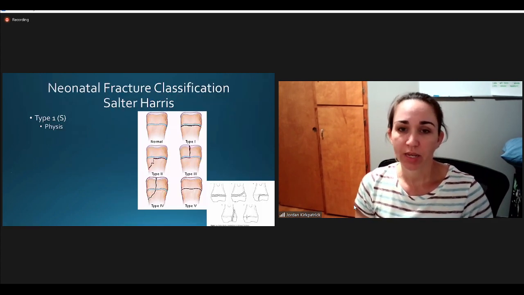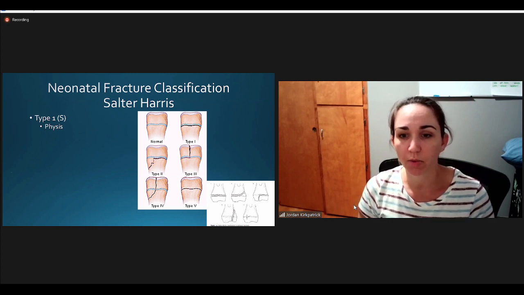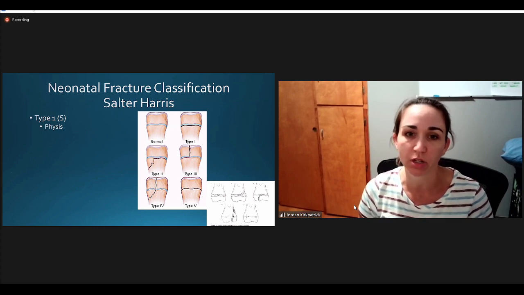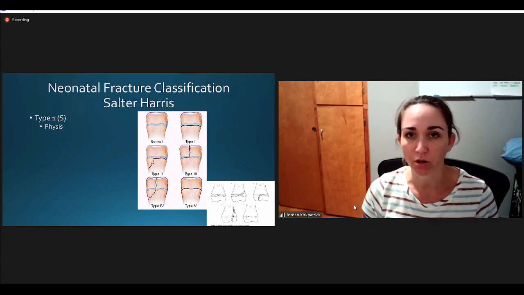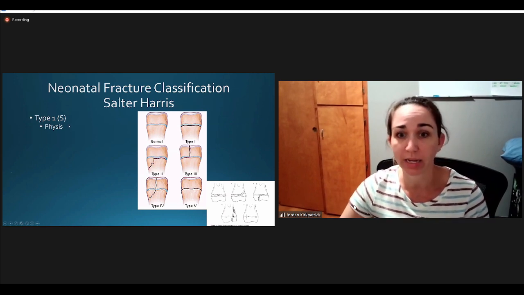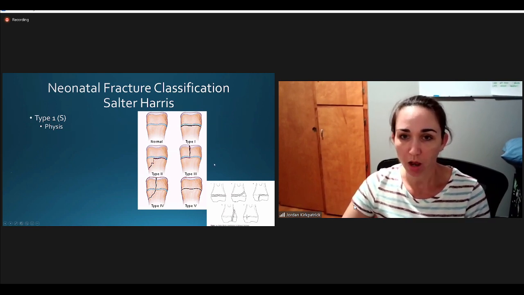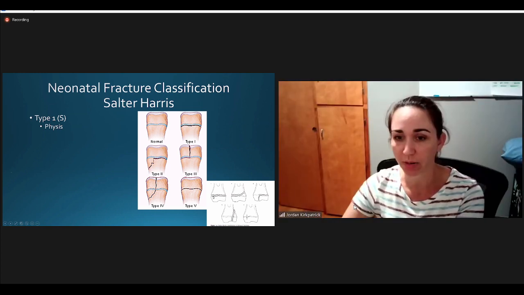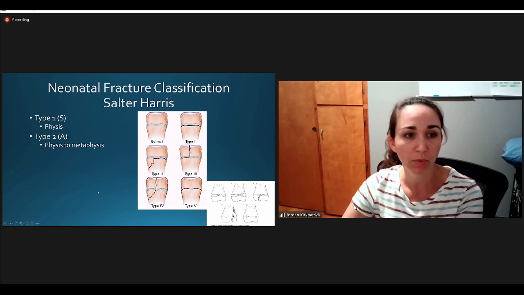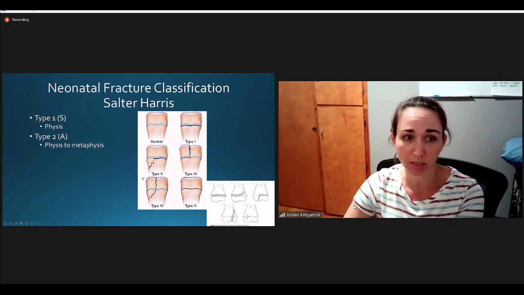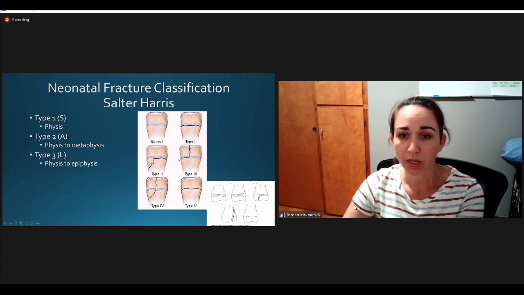Neonatal fracture classification is a little bit different. They can be described as an adult, but they also have a special classification in relation to where fractures are near the physis. Type 1 is the physis itself. So it's a separation. You can see a little bit better in this image where the physis is coming apart. Type 2 is from the physis to the metaphysis. Type 3 is the physis to the epiphysis.